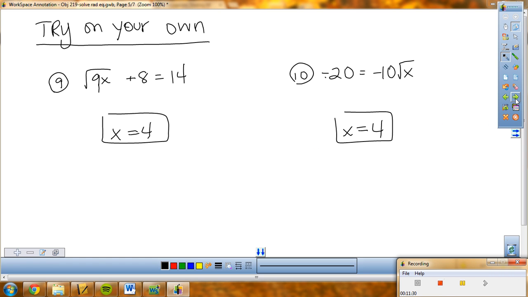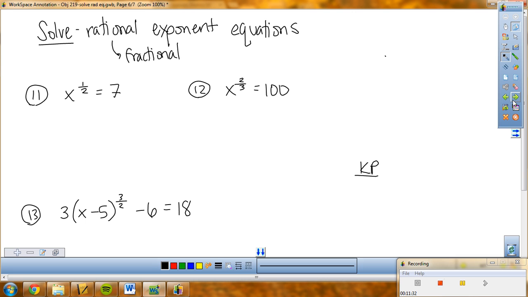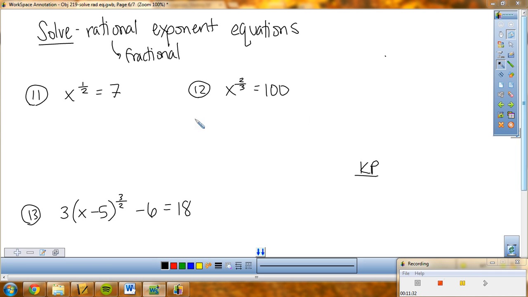There's one other type of problem, and this is solving rational exponent equations. These are kind of tricky because when you first glance at it, it doesn't look like this is a radical, so it doesn't seem like it should be in this section, but we did learn that we could convert rational, remember that means fractional, exponents to radicals. Right?